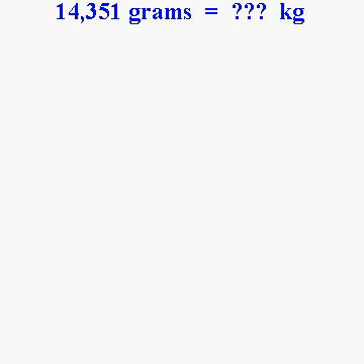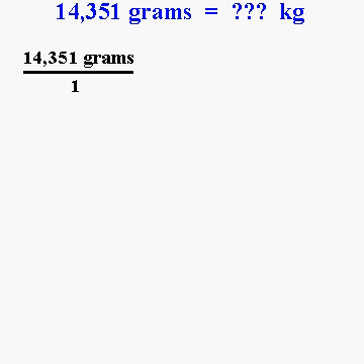In this example, we're converting 14,351 grams into kilograms. Now, how are we going to do that? In this class, we do our conversions by the factor label method. In the factor label method, we take the number we have, 14,351 grams, and we put it over 1 in order to make it into a fraction.